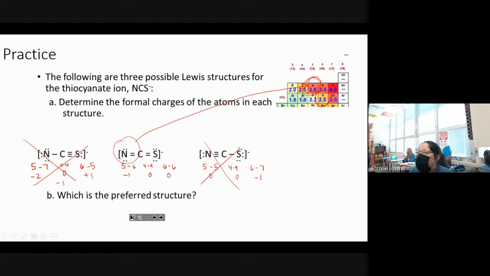Not necessarily. Symmetry, I mean, is great, but it's more formal charge than anything. Like formal charge is big. Okay.